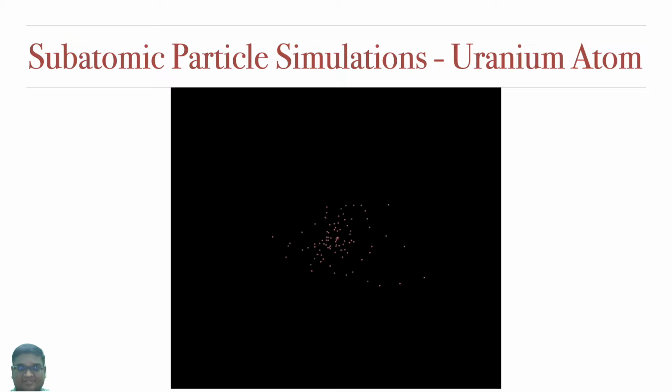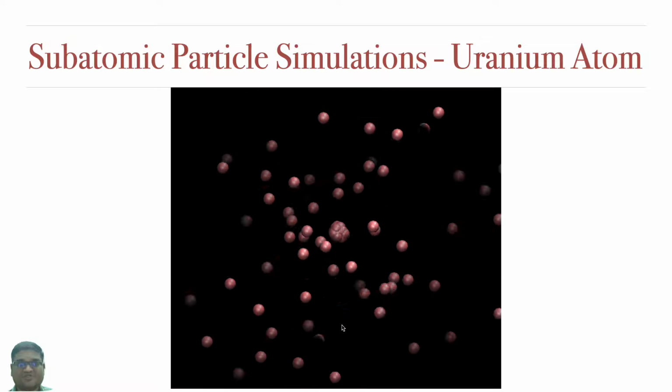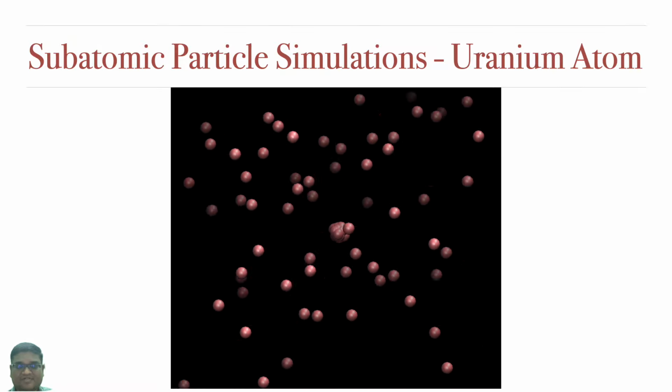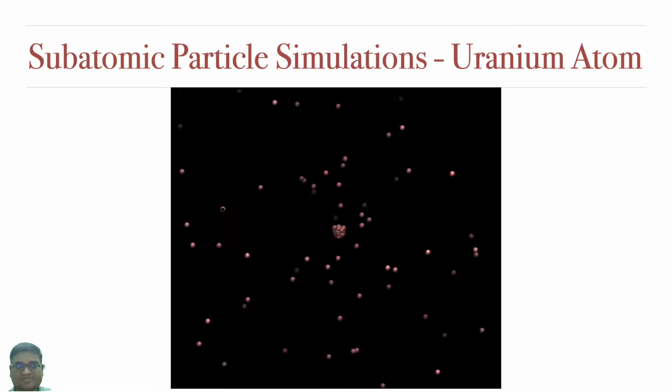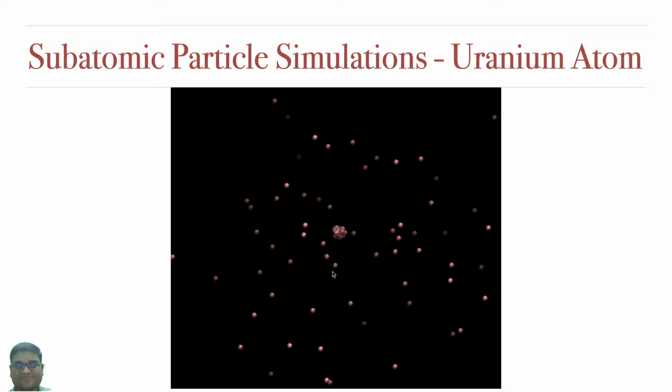Let's see here. As you can see, the 92 electrons are distributed nicely around the nucleus, and the nucleus is stable, and the protons and neutrons are stable. You can see that this approach can capture the protons' and neutrons' movements and their effect on the electron distribution. So the atom is stable, and the electron energies and proton and neutron energies are maintained stable throughout the simulation for infinite time.